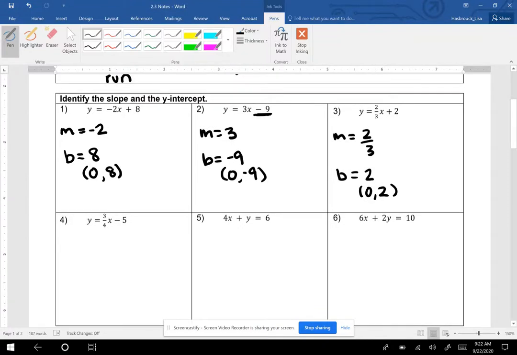For number 4, we have y equals 3/4 x minus 5. Our slope is 3/4. Our y-intercept is the negative 5. As a point, it's 0, negative 5.